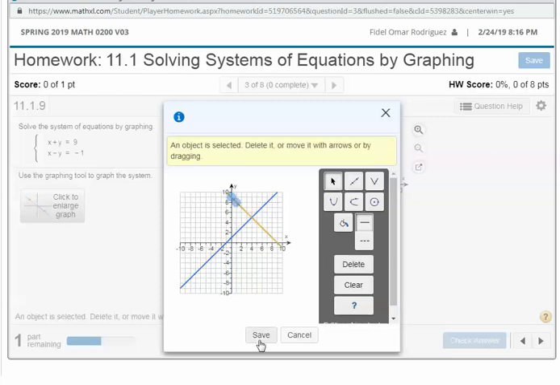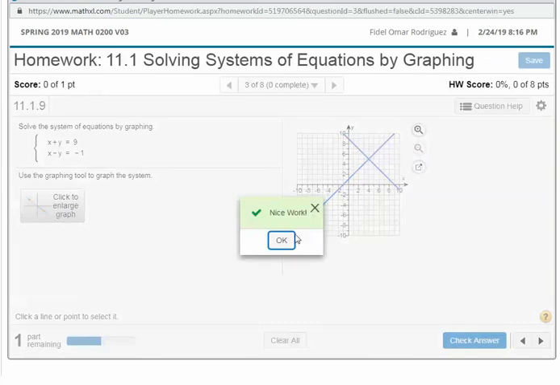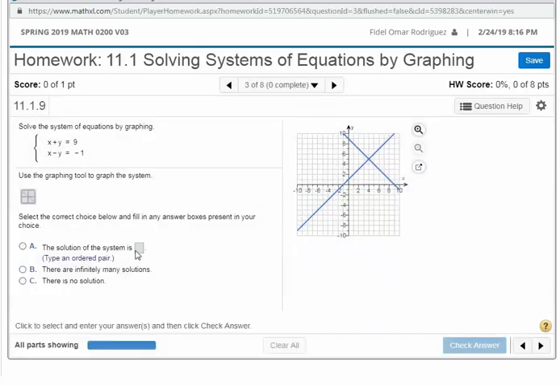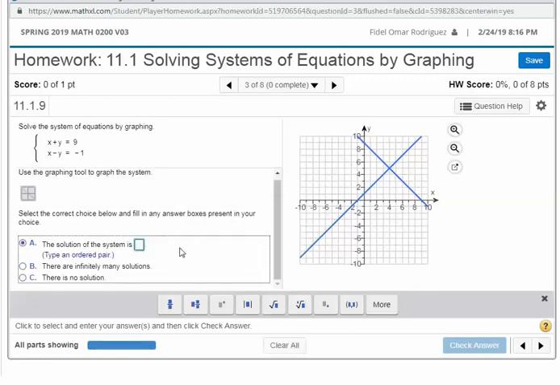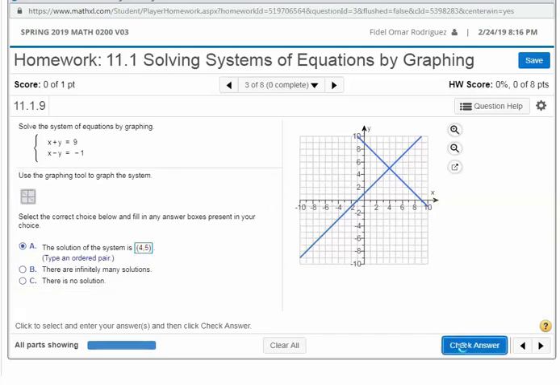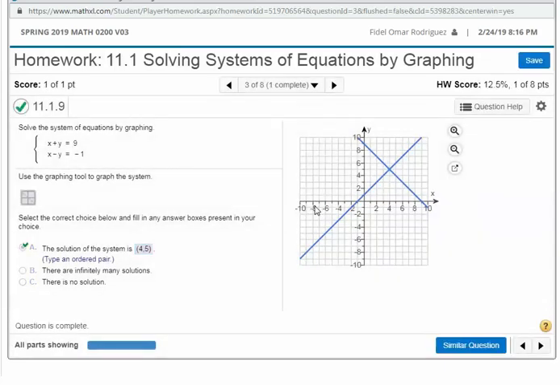I'm going to hit save. I'm going to check my answer, get nice, and now it's asking me what the solution is. So let me zoom in again, and I know what the solution looks like here. In my case, it is (4, 5). So I'm going to put parentheses, 4, 5, close that up. I'll check my answer, and I'm done, right? Okay, so that's pretty much how I do it.